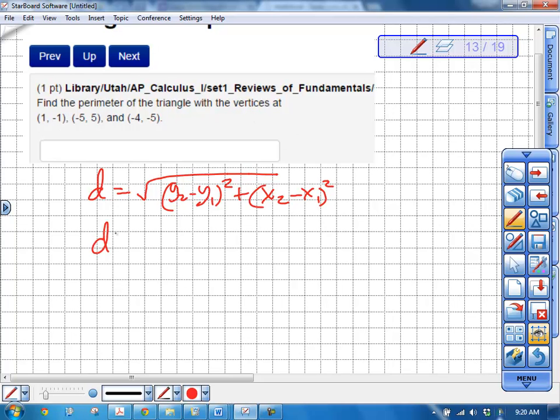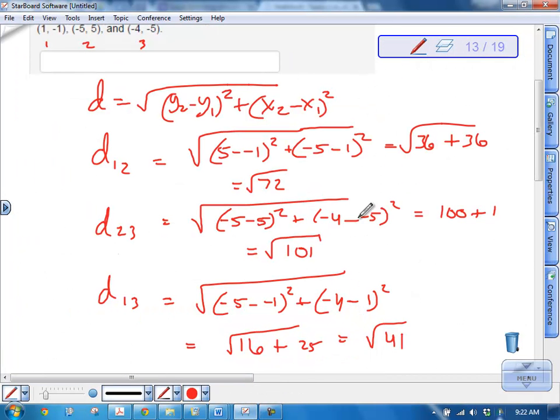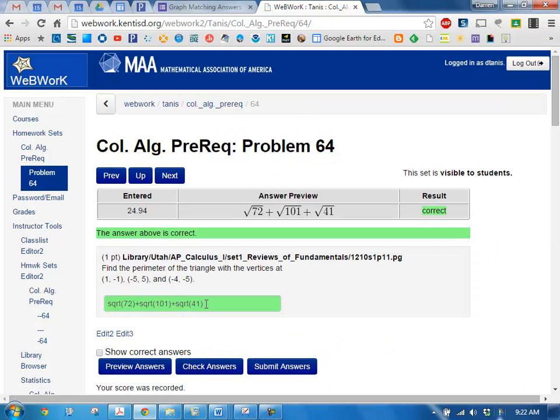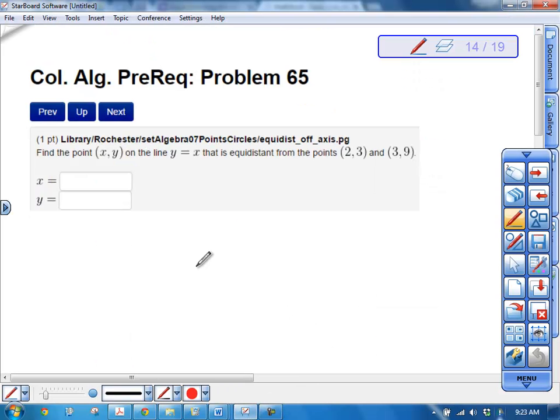I'll pause it and I'll do this for these 3 points real quick. I'll call this point 1, 2, and 3. So the distance between 1 and 2, distance between 2 and 3, and the distance between 1 and 3. I'll do it real quick for you. So here's the work for that. You can pause and check that out if you want. But if you go ahead and enter that in, you can just enter it in as adding those together, and it'll accept that answer.